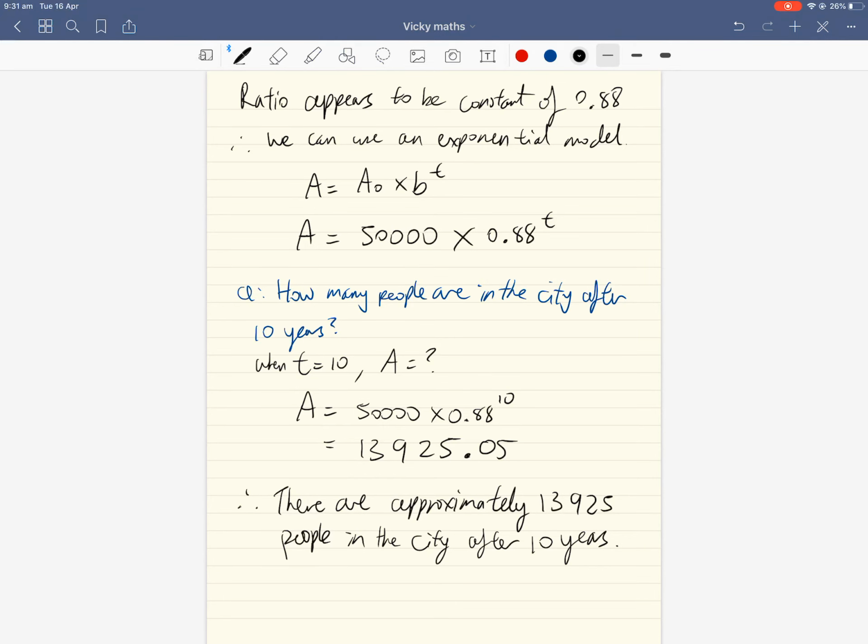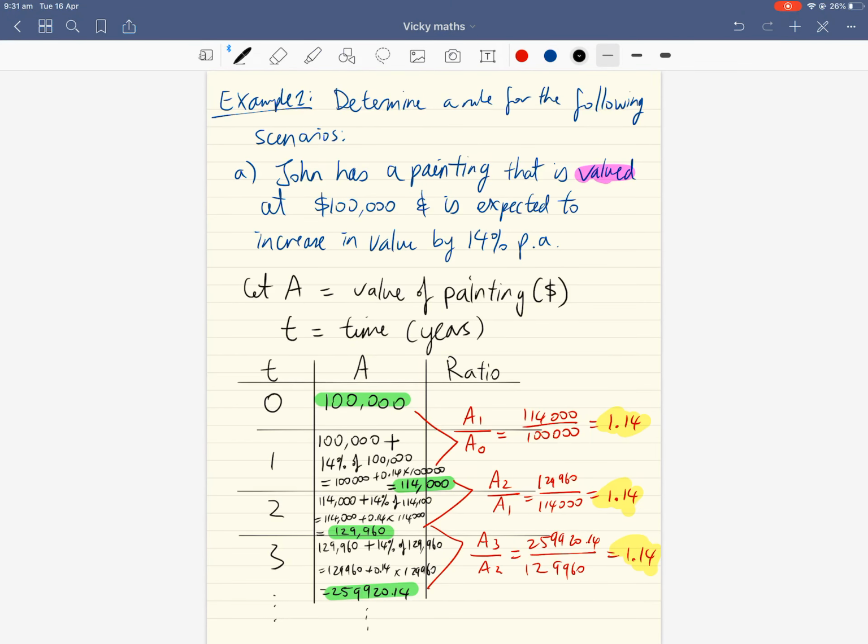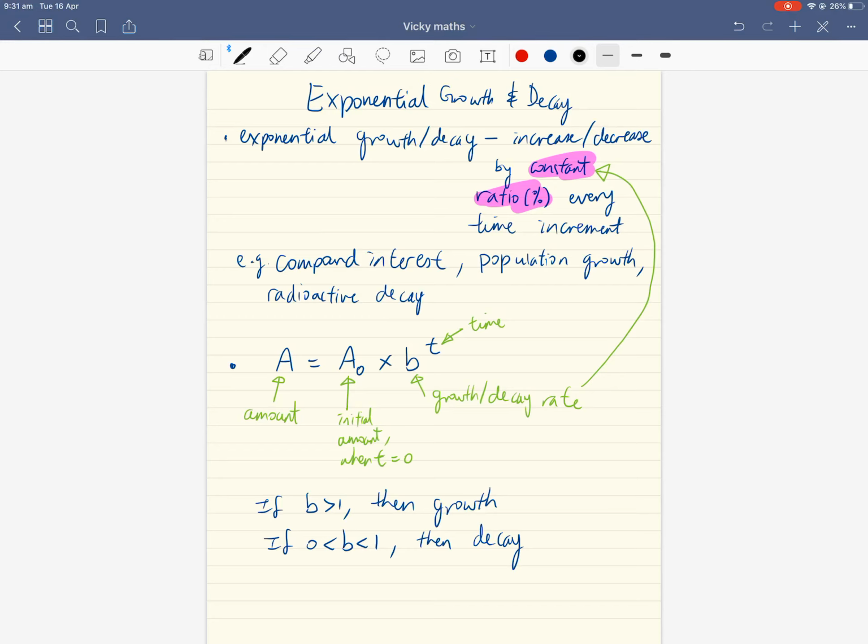So the key thing to take away from exponential models is your generic exponential model is A equals A naught times B to the t. A is the amount of interest, A naught is the initial amount when time is 0, B is your ratio or your growth or decay rate, and t is your time. So it's the power of time. Now, to be an exponential growth or decay, it has to be a constant rate or ratio. If it's not a constant rate or ratio, then you can't use the magic exponential formula.